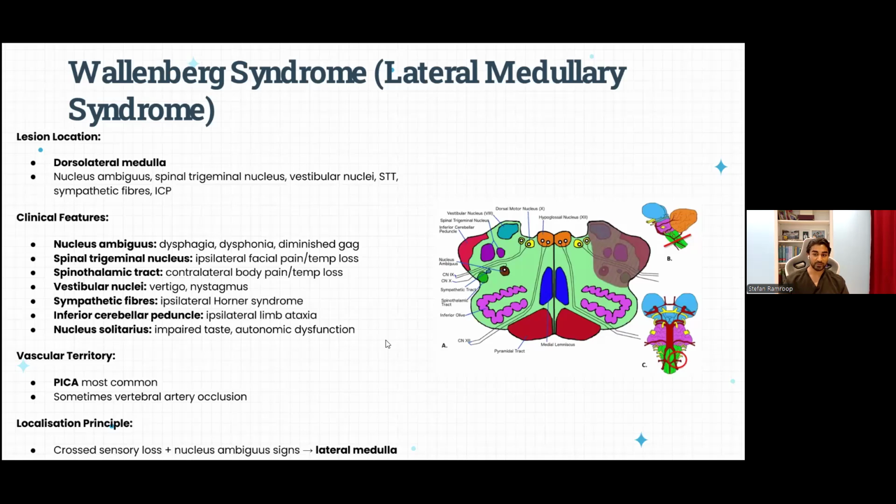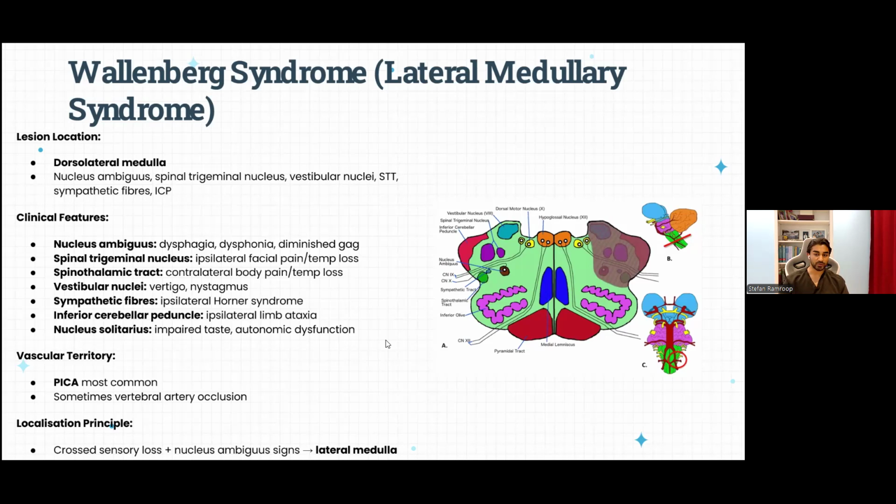Second, the spinal trigeminal nucleus is affected, causing ipsilateral facial loss of pain and temperature. When paired with contralateral body pain and temperature loss from the spinothalamic tract, this will result in a classic crossed sensory pattern. Third, you'll have involvement of the vestibular nuclei, which will produce vertigo, nystagmus, and imbalance, which can be quite severe early on.